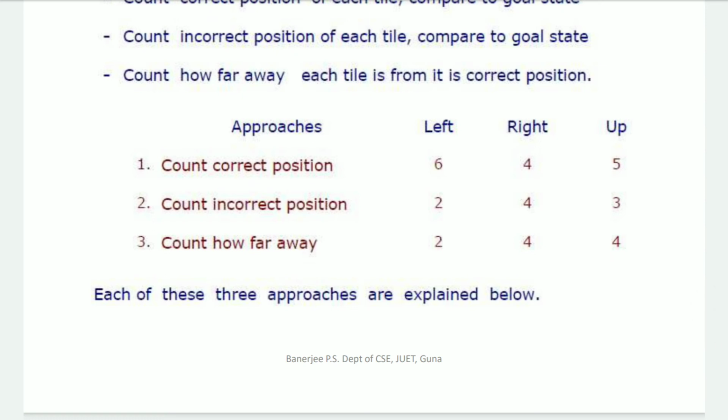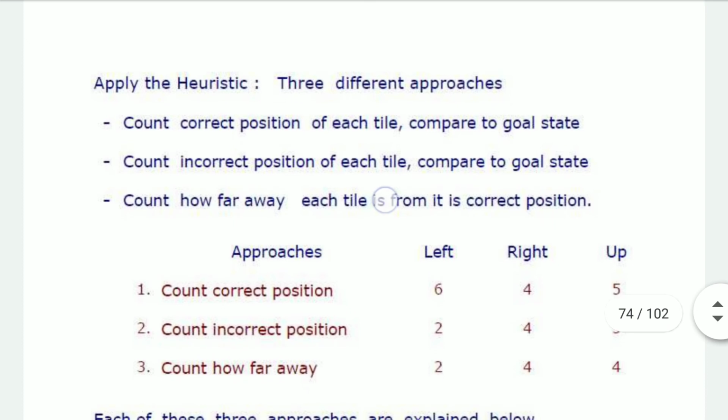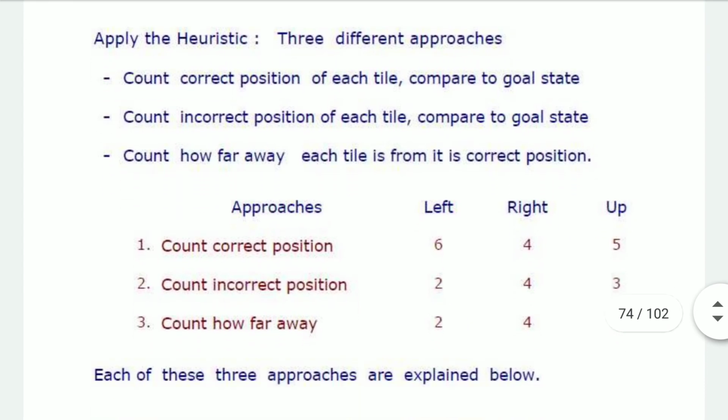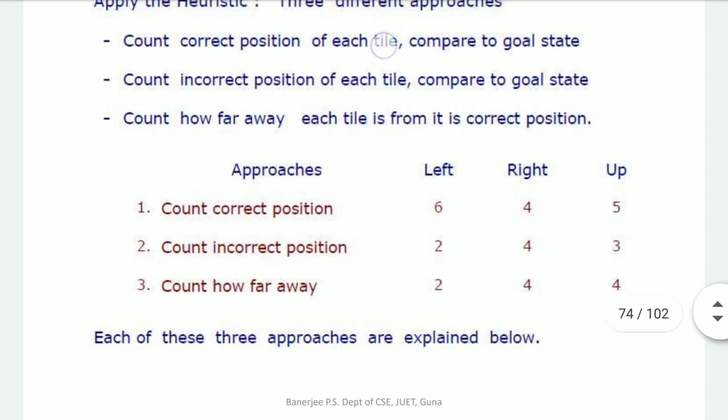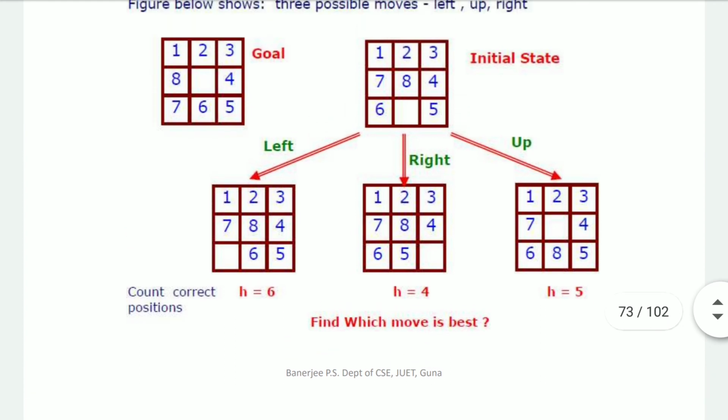Now comes the third approach of applying the 3 different approaches of heuristics. The third one is counting how far away. Under how far away, how am I going to calculate it? I can calculate it by seeing this thing here.